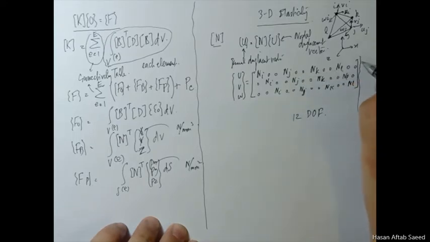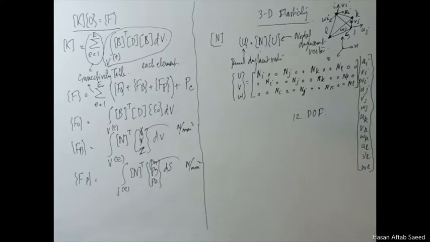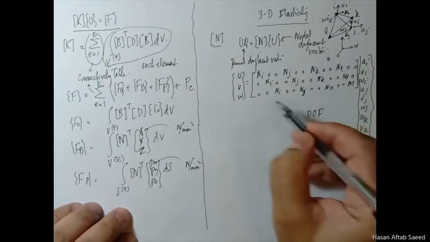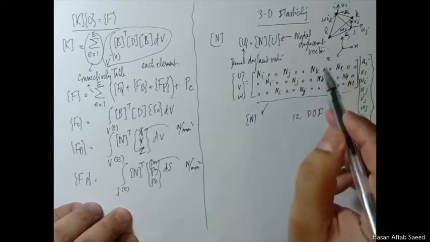And here you have this Ui, Vi, Wi, Uj, Vj, Wj, Uk, Vk, Wk, and now we have an L node also, Ul, Vl, Wl. This is familiar for you. We have done this. This is not the first time that we are doing this expression. Now, this is the N matrix, and these are the shape functions.